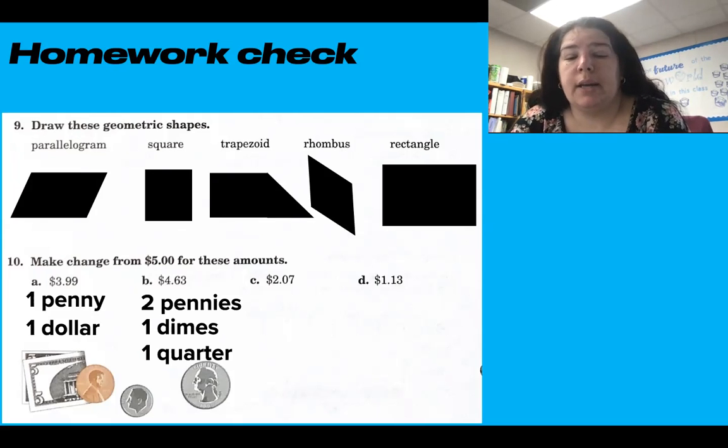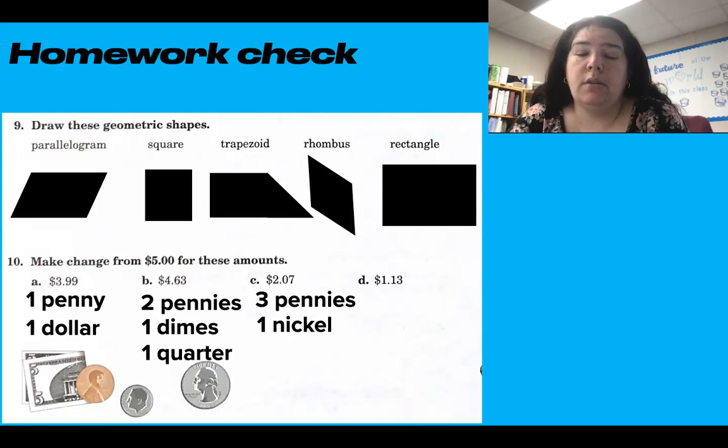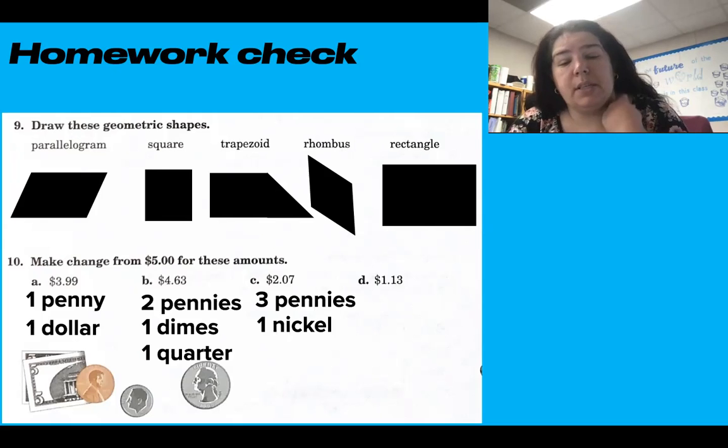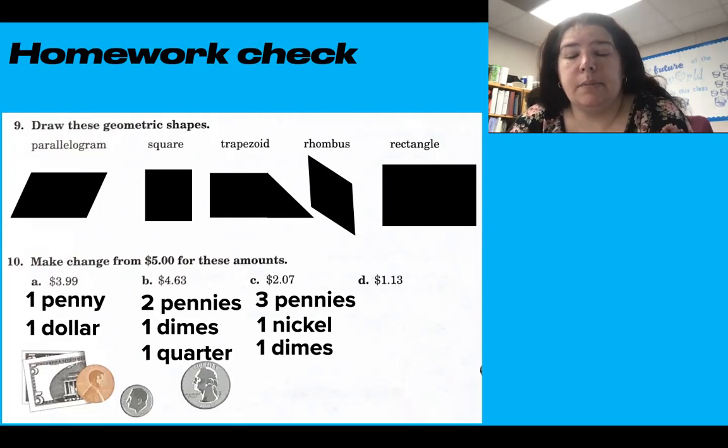$2.07. First, we have to get to 10 cents, so you have 3 pennies. Then you get a nickel to get to 15 cents. A dime to get to 25 cents. Now we're up to $2.25. And then 3 quarters to get to $3, and then $2 to get to $5.